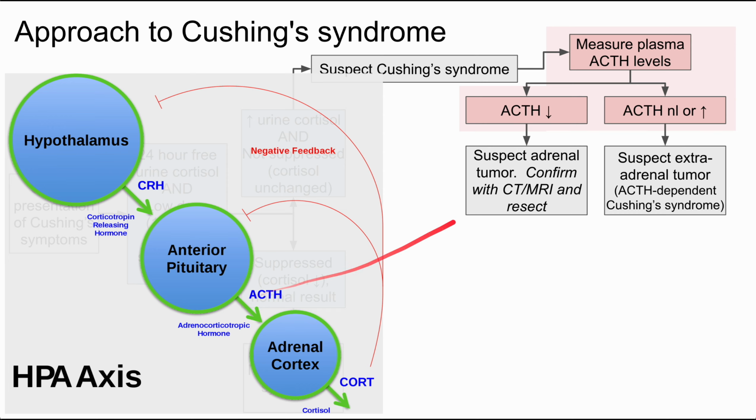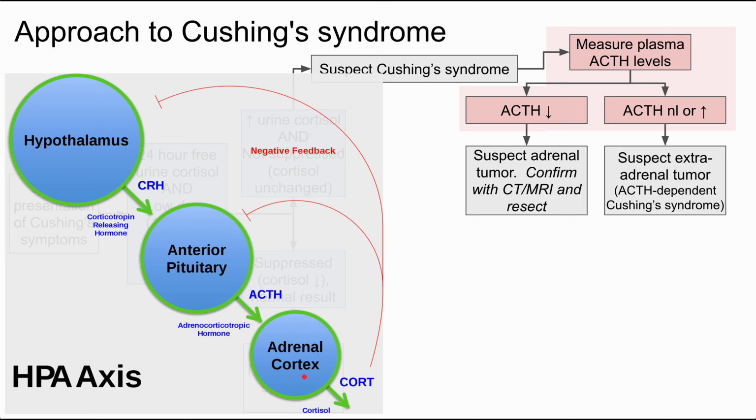So let's kind of carry this algorithm forward. If the ACTH is low, then we suspect the problem is with the adrenal glands. We suspect an adrenal tumor. This is kind of an easy outcome because all we have to do is confirm that the tumor is in the adrenal glands with a CT or MRI, and we can resect that tumor.